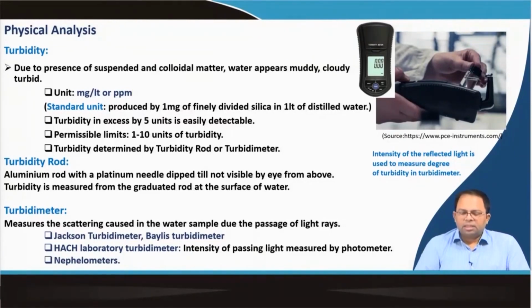So, in the case of this Hach laboratory turbidity meter, the intensity of passing light is measured using a photometer. As you can see in this picture, we can put the water in this container, and the system can switch on an LED light, usually a blue LED, and then the intensity of the reflected light is used to measure the degree of turbidity in the turbidity meter. So, we put on a light and measure the intensity of the light on the other side, and based on the values we read, we can understand the turbidity of that sample.